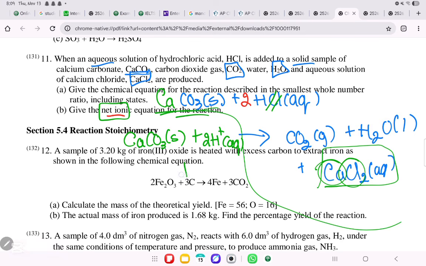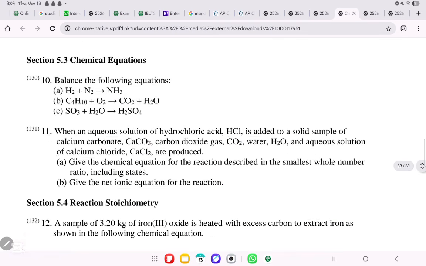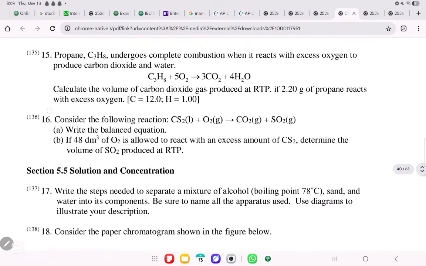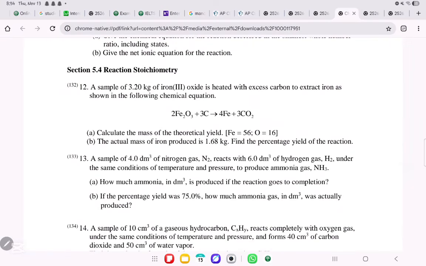This will give me, you ignore anything aqueous and you write all the remaining products. So CO2 gas plus H2O liquid, okay? So that's it for question number 11. We will move on to section 5.4, question number 12.